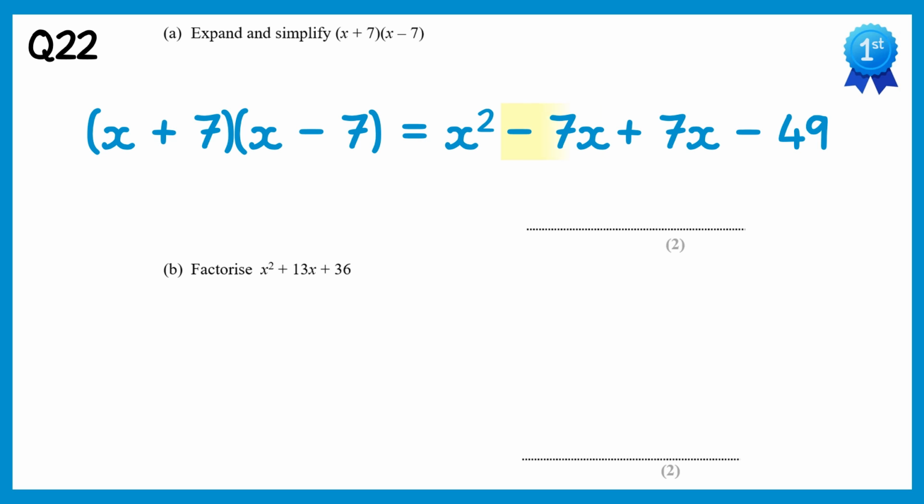Now we can also simplify the two terms in the middle here. Negative 7x plus 7x actually gives you 0, so those terms will cancel out. And we're just left with x squared minus 49.